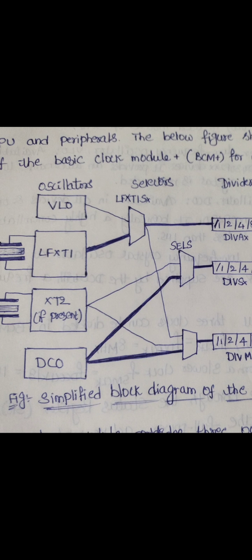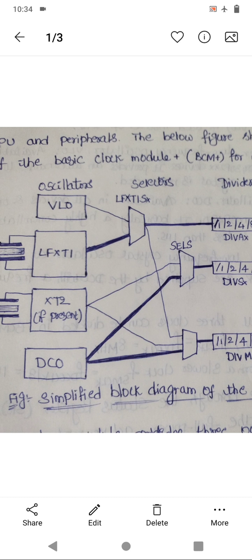The first one is LFXT1. This is available in all devices. It is usually used with a low frequency watch crystal. The frequency range is 32 kilohertz, but it can also run with a high frequency crystal, in the range of a few megahertz.